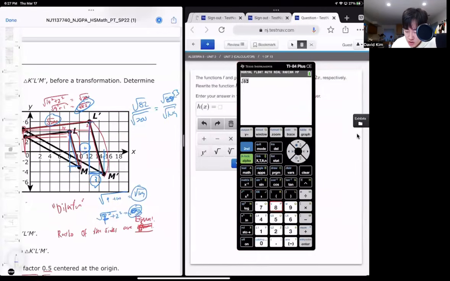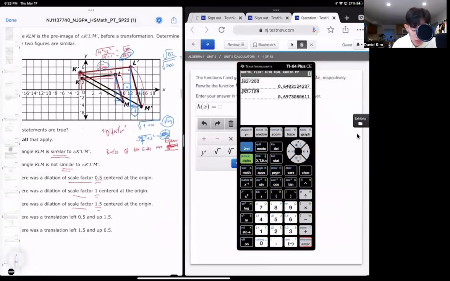So square root of 82 divided by 200. You can put them together, and it's 0.64, which means to go from larger to smaller, you multiply by 0.64. Now, supposedly, if I do a square root of 53 divided by 109, do I get the same thing? Give or take, yes, approximately. So how much would this be?